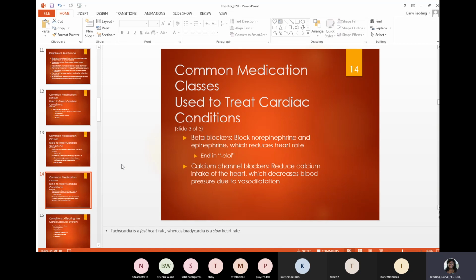Now, calcium channel blockers, that's abbreviated as CCBs. Those work by reducing the calcium intake of the heart, which is going to work by decreasing the blood pressure due to vasodilation.